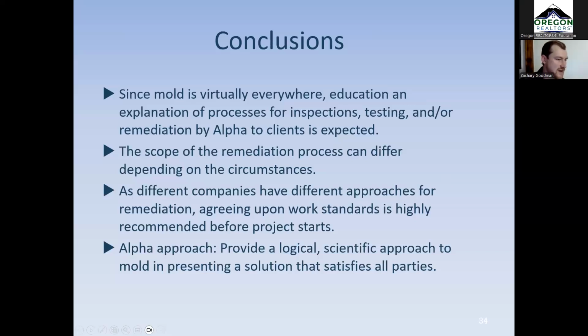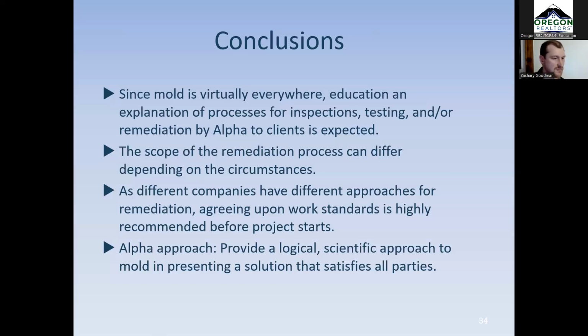Scope of the remediation can differ depending on the circumstances, and different companies might have different approaches, often do. So agreeing upon work standards is highly recommended. This is a case where I don't want to say write Alpha into your repair agreements, but certainly write your remediation expectations into your repair agreements if you're a buyer presenting that to a seller.